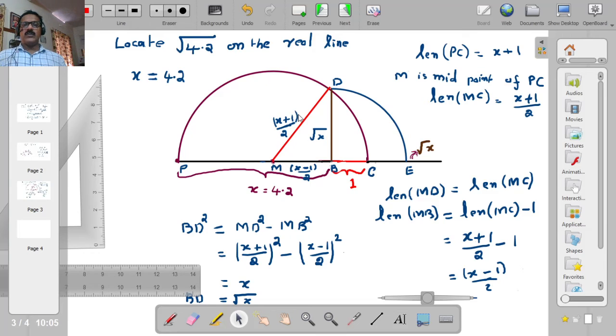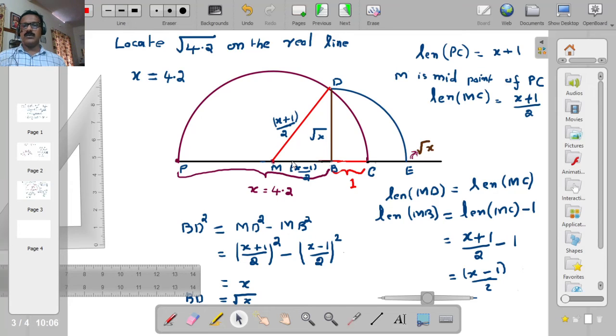Now what will be length of MD? MD and MC both are radii of the same circle, so both have the same length. So length of MD is equal to length of MC. We know that length of MC is (x plus 1) upon 2. So length of MD will also be (x plus 1) upon 2.